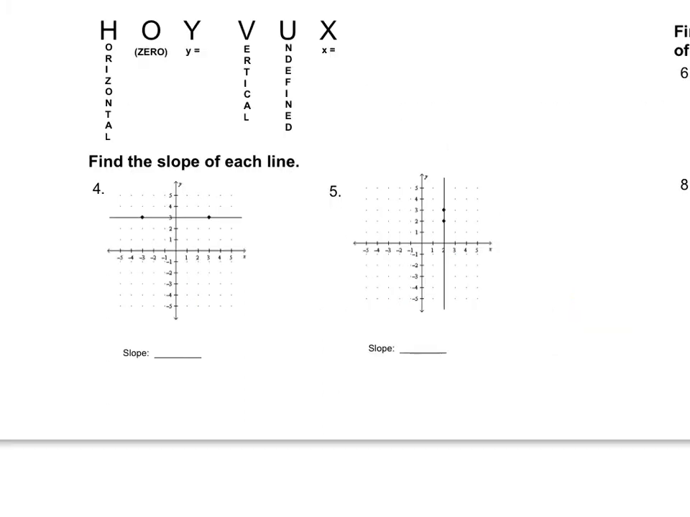All right, so in number 4, we have a horizontal line, and in number 5 we have a vertical line. And this is an acronym that you can use to remember what the slope of a horizontal line would be, or what the slope of a vertical line would be, and it is HOIVUX. Yes, you do have to be careful of the way that you pronounce HOIVUX.